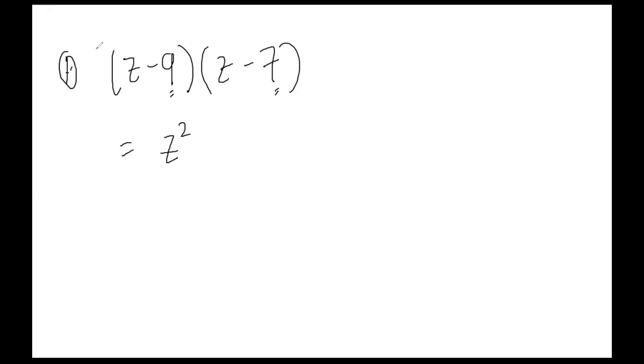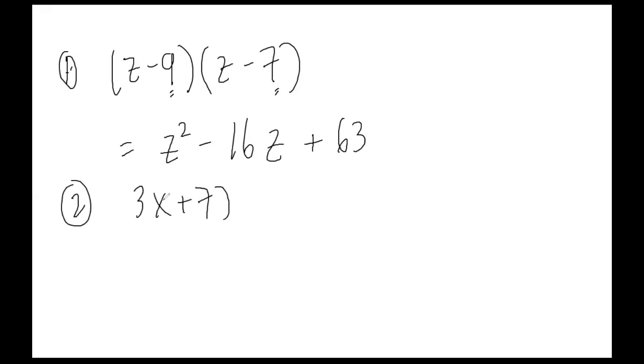negative 7 times z, and then negative 9 times z, add mo lang sila together. So that's equal to negative 16z, right? Negative 9 times negative 7, that's equal to positive 63. Alright, how about number 2?